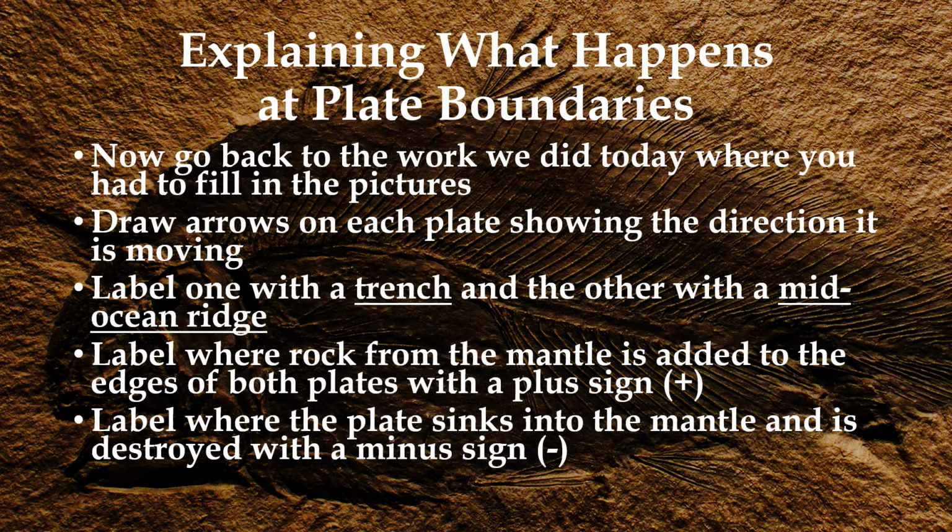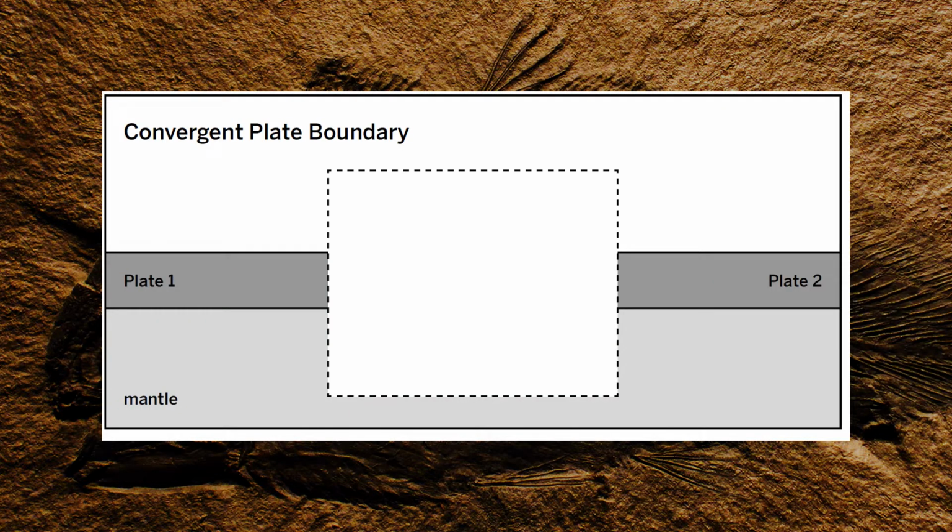Where the rock from the mantle is added to the edges of both plates, put a plus sign there. Where the plate sinks into the mantle and is destroyed, please put where it's destroyed with a minus sign. We'll take a look at this one as an example. Remember that with your plate boundaries, you should have 2 arrows going in a direction. You have to mark the correct direction. These are just examples here.